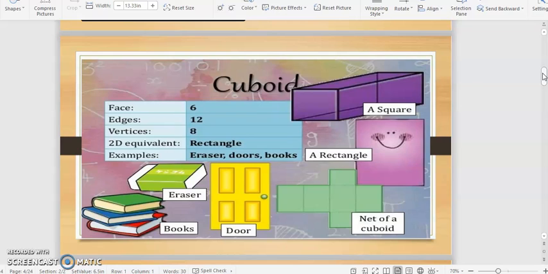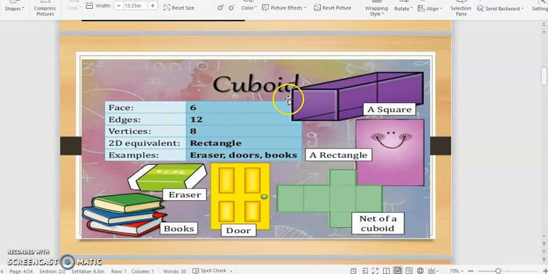Now let us talk about the faces, edges, vertices, 2D equivalent and real life examples. For a cuboid, a cuboid has 6 faces. A cuboid has how many faces? 6 faces. Do you remember the box that I had shown you? Yes, do you remember? Very good.